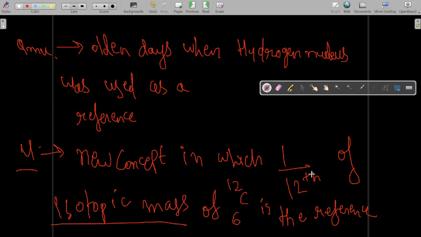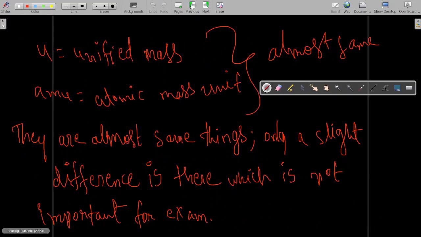In olden days the isotopic mass of the hydrogen nucleus was used as a reference. But in new days, 1/12 of the isotopic mass of C-12 is used as the reference. So you must remember all these things.